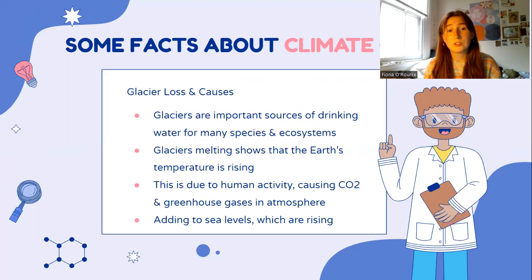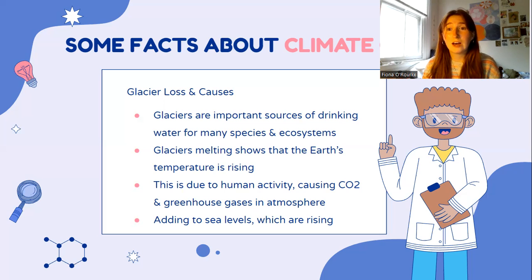And what this tells us about the world is that Earth's temperature is rising. That is the main cause for glaciers melting. And the Earth's temperature is rising due to human activity, which is carbon dioxide and greenhouse gases in the atmosphere. That makes the temperature higher in the air. And when glaciers melt, this adds to the sea levels, which are continuously rising, which affects humans as well.